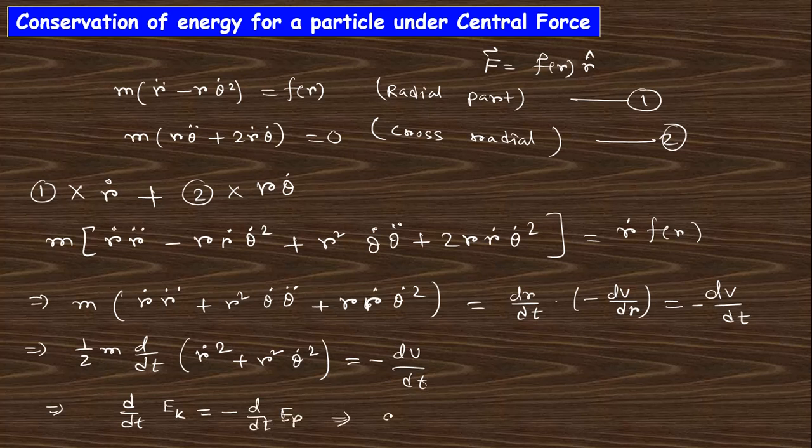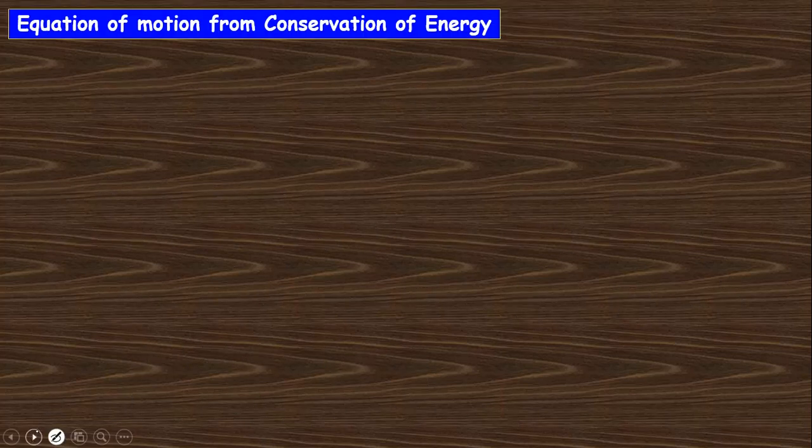So together you can write d/dt of Ek plus Ep is equal to 0. So Ek plus Ep is constant. This is the kinetic energy term, this is the velocity square, this is the potential energy term, so the addition of these two will be constant. So total energy will be conserved for motion under the central force. Now comes the equation of motion from conservation of energy, the reverse portion. From conservation of energy we need to prove the equation of motion.